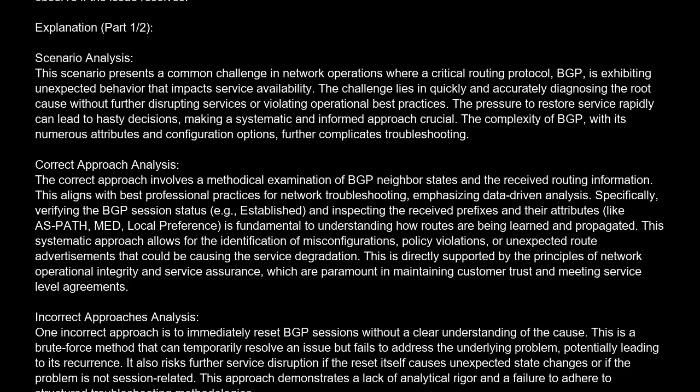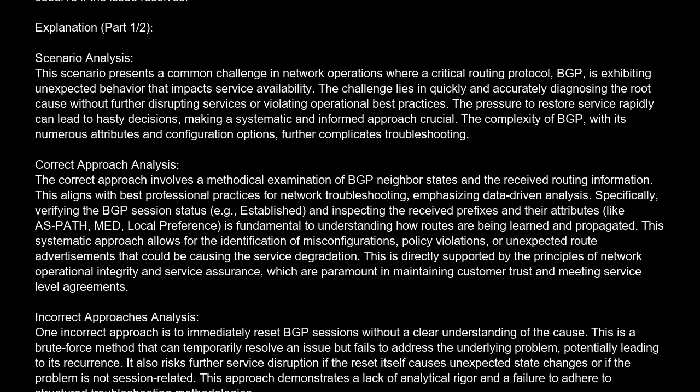This scenario presents a common challenge in network operations where a critical routing protocol, BGP, is exhibiting unexpected behavior that impacts service availability. The challenge lies in quickly and accurately diagnosing the root cause without further disrupting services or violating operational best practices. The pressure to restore service rapidly can lead to hasty decisions, making a systematic and informed approach crucial. The complexity of BGP, with its numerous attributes and configuration options, further complicates troubleshooting.